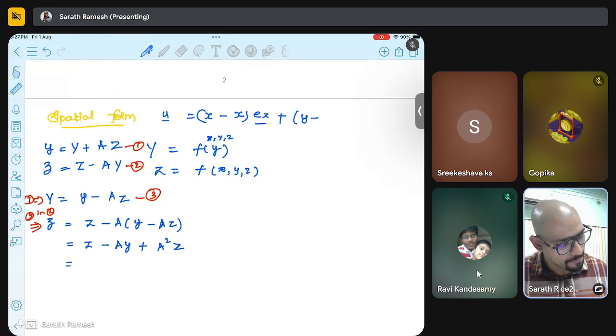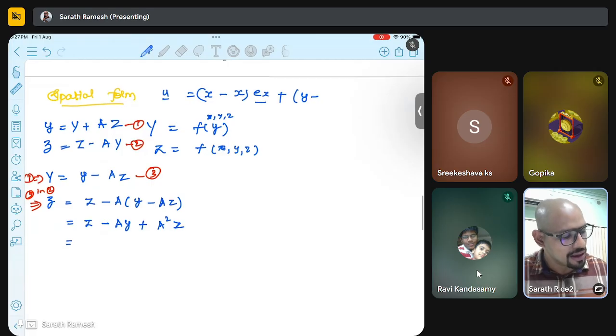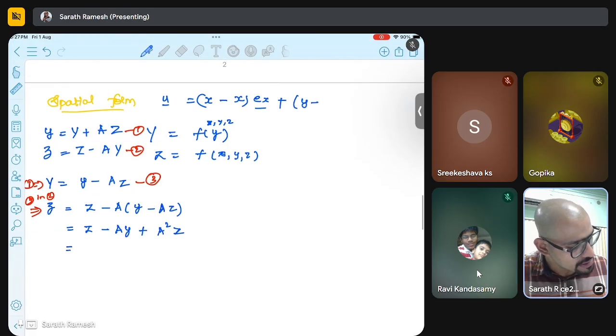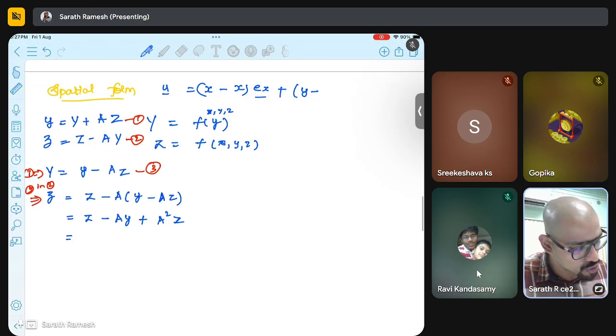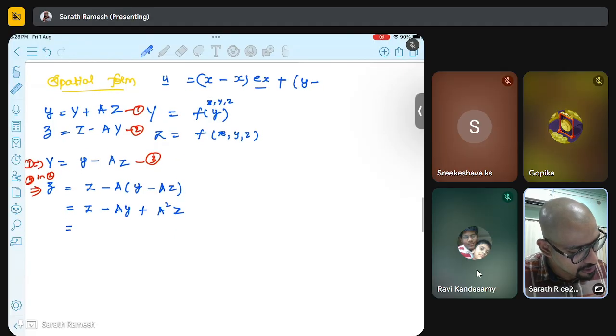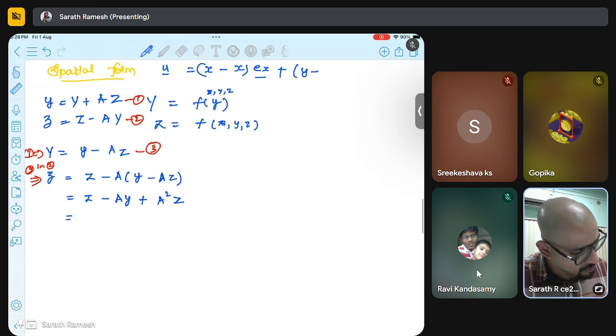So we want to find capital X, Y, Z in terms of small x, small y, small z. So we are just doing substitution here. Okay, can I proceed? Yes, sir. Thank you.